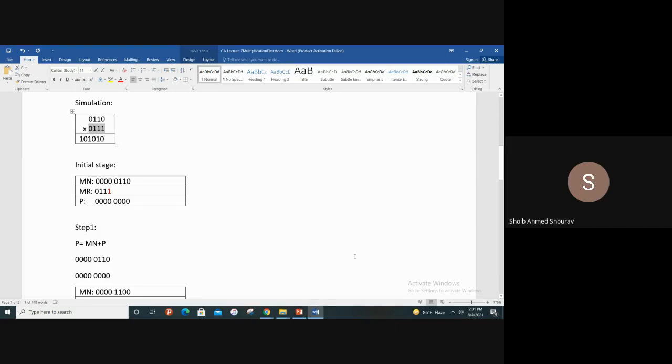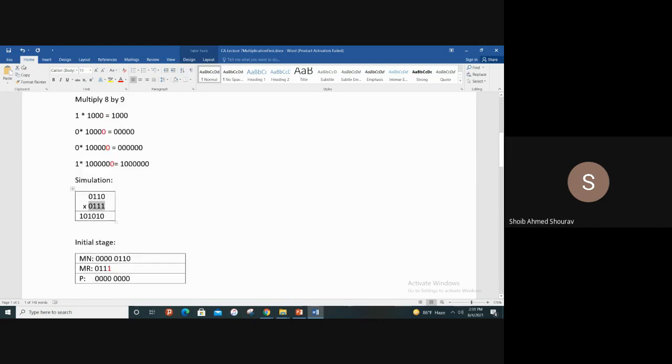Yes. Either the size of the mr is given or the number of steps are given, that complete this multiplication in 4 steps. Okay.